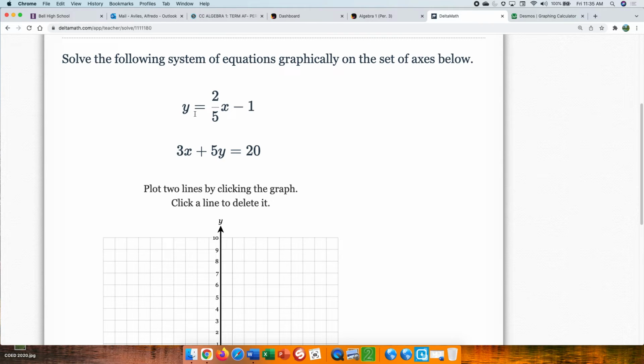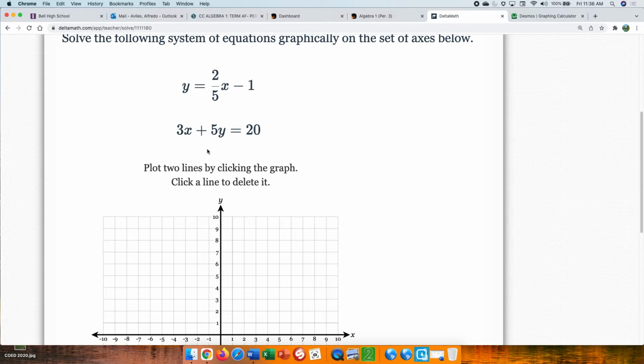You have to make sure that they're solved for y. When it's solved for y, this is your slope-intercept. It's called slope-intercept form. So for this one, you have to first solve for y on a separate piece of paper because you can't do it here. Okay, so just remember to solve for y on this one. I'll go ahead and solve it real quick. I'll graph the first one.